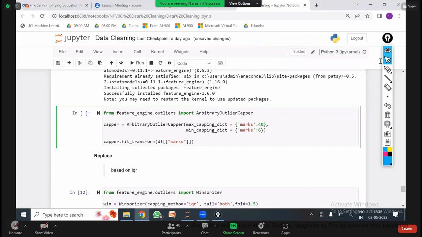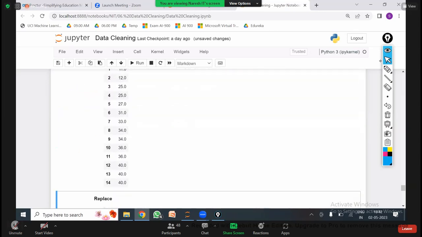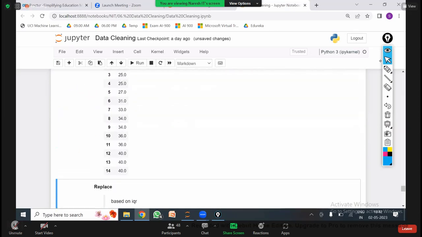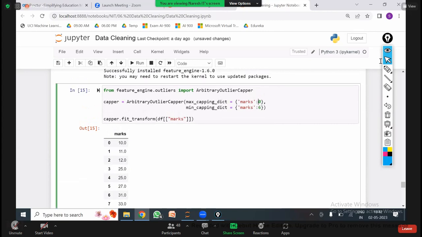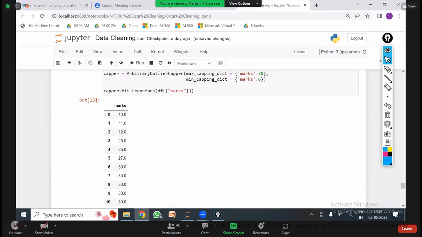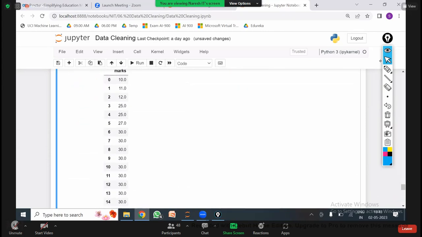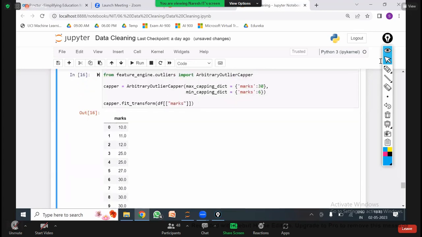Any value greater than 40 will be replaced with 40. If I execute this one, you can see here, all the values are replaced with 40. Whatever values more than 40 are there, everything is replaced. If I write here 30, any value greater than 30 will be replaced with 30. Right? So arbitrary outlier capper means any value greater than this will be replaced with this value. Minimum capping limit means any value less than this will be replaced here.